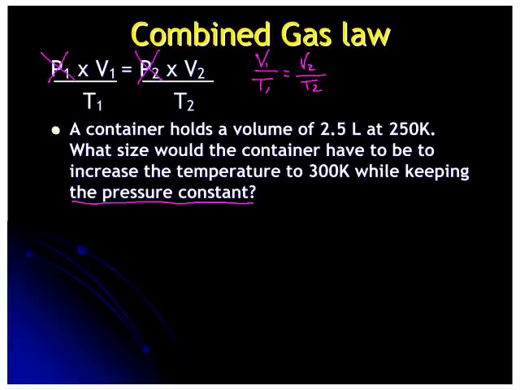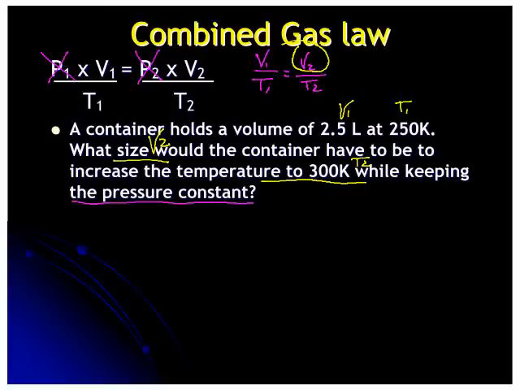So, we've got a volume of 2.5 liters. Let's call that V1, and it's at 250 Kelvin, so we'll call that T1. What size would the container have to be? Well, the size is the volume, so that's V2, to increase the temperature to 300 Kelvin. That's T2. Okay, so we've got this equation here, and what we're looking for is V2.